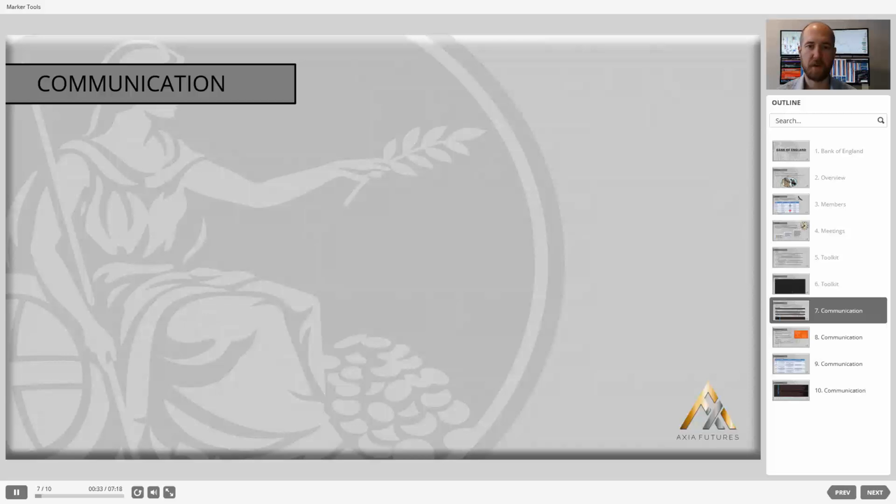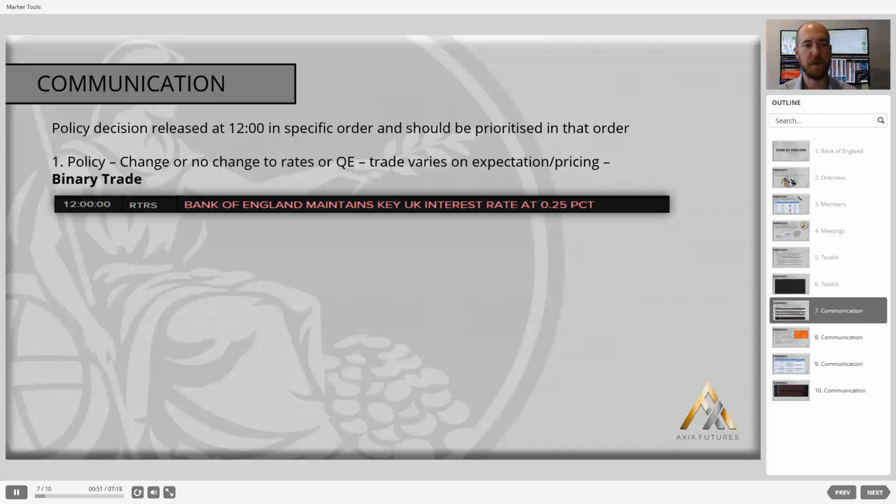So this comes out at 12 o'clock. You get a very clear structure of how the news is released, and the Bank of England does, quite helpfully, release it basically in a priority order. So the most important bits of information come out first, and you can then tick each bit off as you go forward. Going to the 12 o'clock announcement, there is a specified order that the information is released in, and first up is your policy information. This is where you've got a very binary trade. What you get here is information on whether the Bank of England has changed rates, or changed QE in any way.